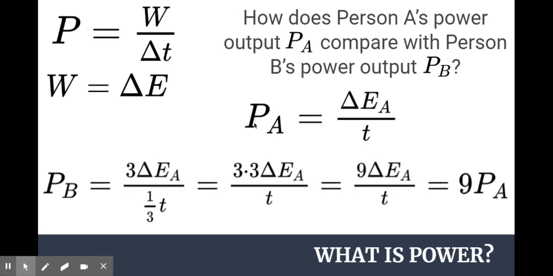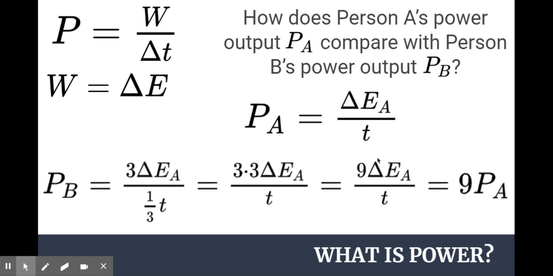So first thing I did when I looked at this was these two equations. Well, we have our basic power equation, which is work divided by time. And then we also know that work equals a change in energy. Well, with that being said, we can quickly figure out the power output of person A. It's simply that person's change in energy divided by the time. Easy enough. Well, let's look at person B.